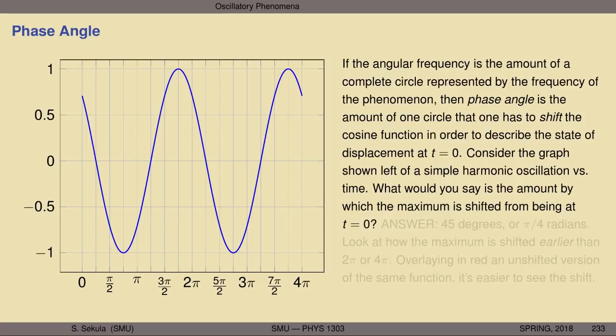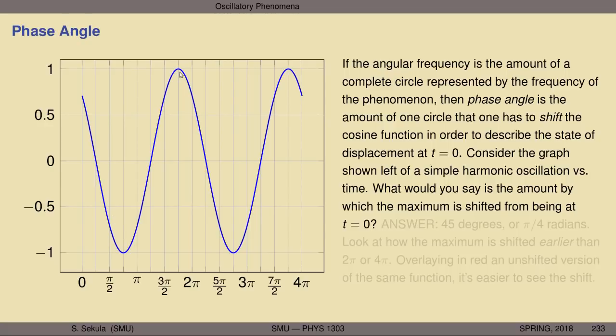So what is the angle by which this phenomenon has been shifted in order to avoid having the maximum be at zero? Well, if you really stare at this, you'll notice that we should have expected maxima at zero, which we don't have, and at 2 pi, which we also don't have. Here's the height of this blue curve at 2 pi. But the maximum is actually over here, about 1/8 of a complete cycle away from where it's supposed to be.